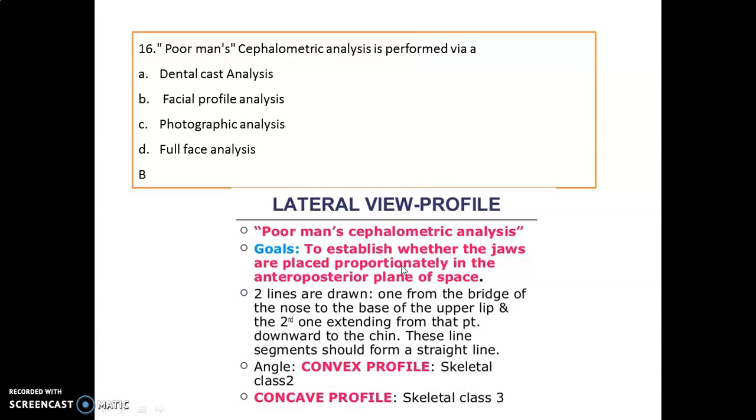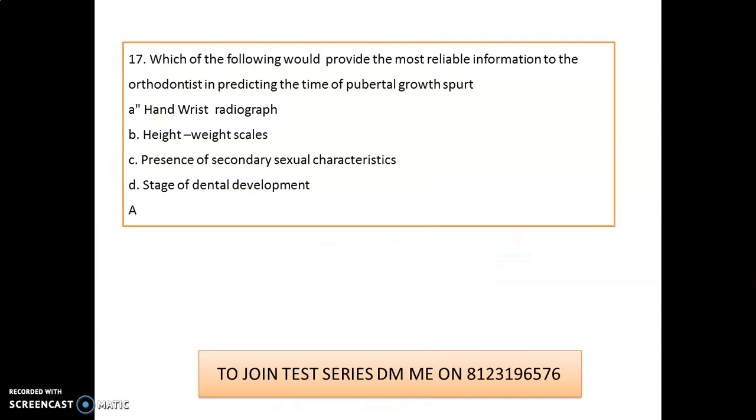So what we see is whether the jaws are placed proportionately in the AP plane of space or not. Two lines are drawn, one from the bridge of the nose to the base of the upper lip, and second extending from there downward to the chin. This line segment should form a straight line. In case of angle class 2 it is a convex profile, and in case of class 3 it is a concave profile.